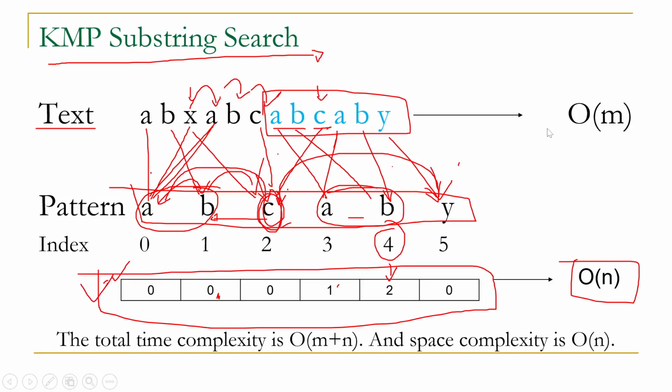Now we can see the time complexity of the text is order of n, and the making of the array is also order of n. The total complexity is order of m plus n, but the space complexity is order of n, which indicates making only the array, which is order of n.